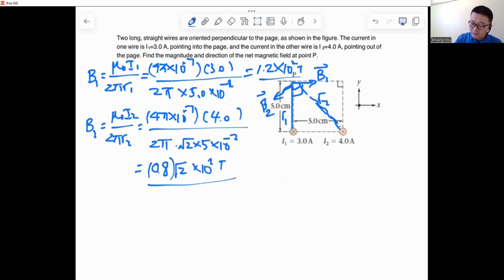So 0.8 is 4 over 5, and the 4 pi and 2 pi cancel, becoming 2. 2 over square root of 2 is square root of 2. And then the 10 to the minus 2 will flip up and partially cancel that out, and then it becomes 10 to the... hold on one second.